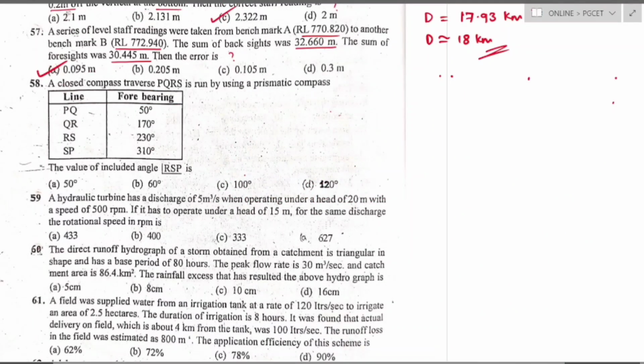Question number 58. A closed compass traverse PQRS is run by using prismatic compass and the corresponding 4 bearings are given. Now we have to find the value of included angle, that is RSP. Before finding the included angle, first we have to determine the back bearings of the corresponding lines.